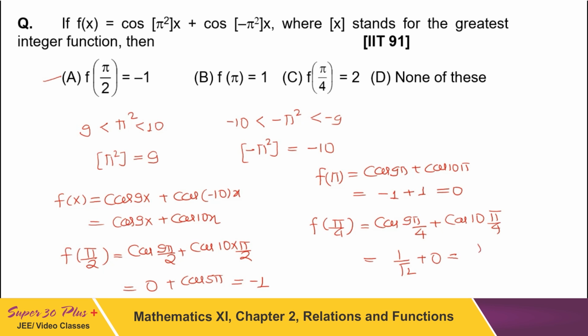Your answer will be 1 by root 2. This means this option is not correct. Only option A is correct.